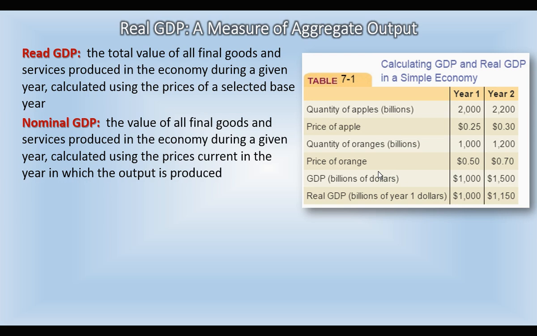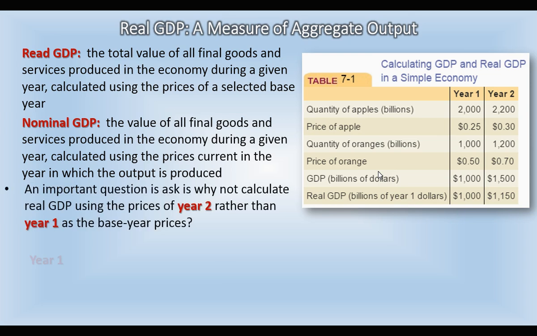Anyway, the value of all final goods and services, nominal GDP, is the value of all final goods and services produced in the economy during a given year, calculated using the prices current in the year in which the output is produced. So an important question is to ask, why not calculate real GDP using the prices of year 2 rather than the prices of year 1 as the base year prices?